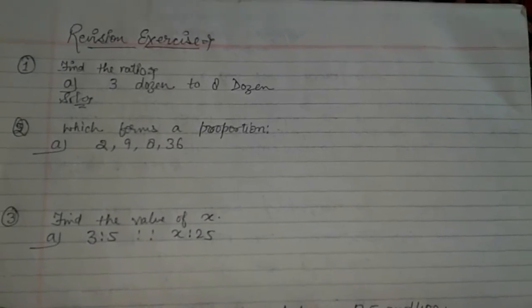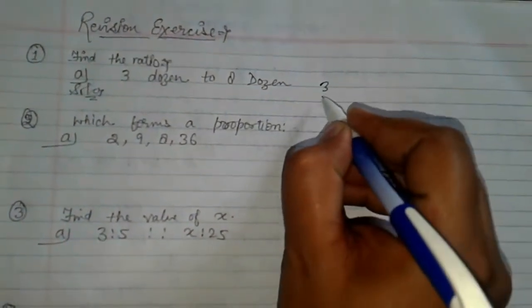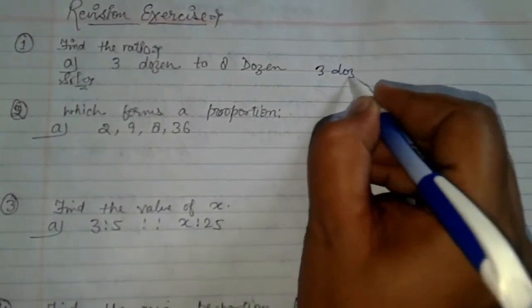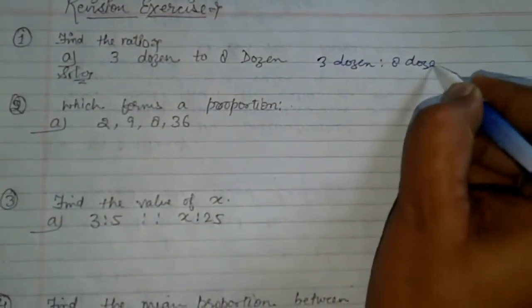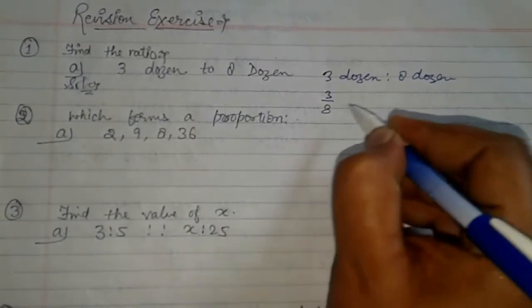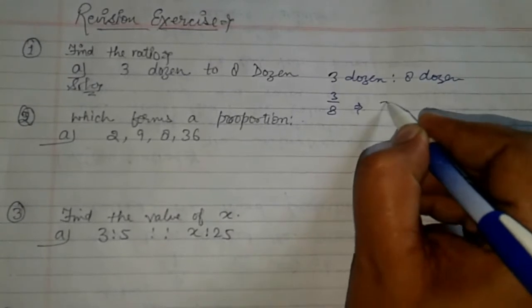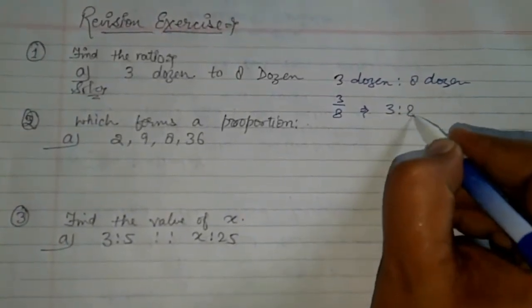Find the ratio. Part A, 3 dozen to 8 dozen means 3 dozen ratio 8 dozen. Here it is 3 upon 8. Now there is no HCF, so that would be 3 upon 8.